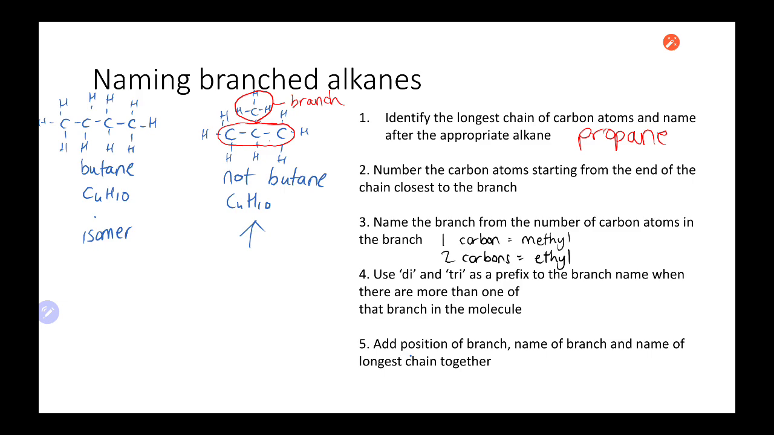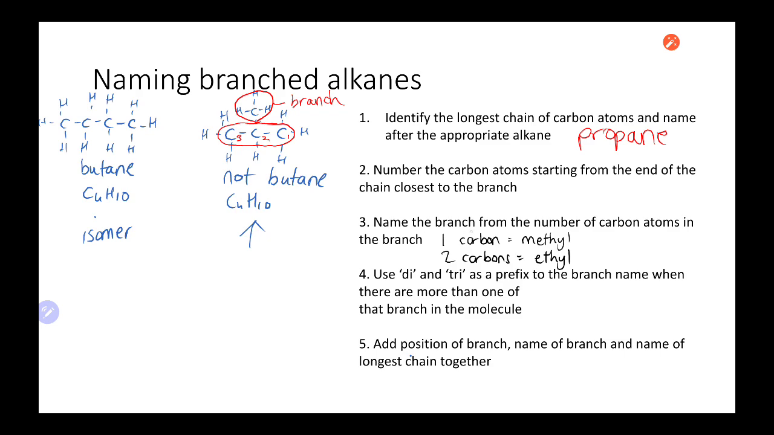So what we're doing here is numbering the carbons. So in this one, it doesn't really matter what side we start numbering from. So I'll just start at the right hand side. So that's carbon 1, that's carbon 2, that's carbon 3. Okay, so we've done that, so that's fine. So that's step 2 done.